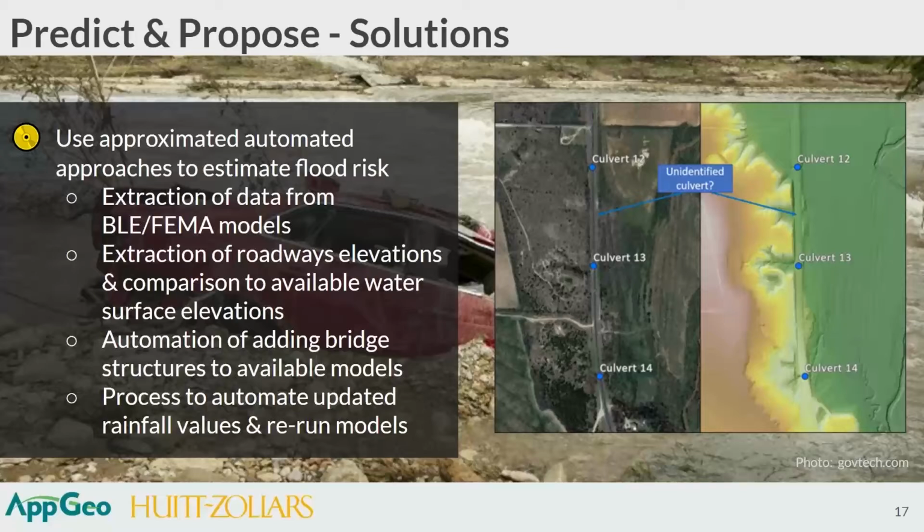Perhaps automate updating rainfall values. These are at various stages of conceptual ideas. Some are in place, but we have the tools to execute these and enhance our understanding of flood risk, and these automated solutions are going to be important.